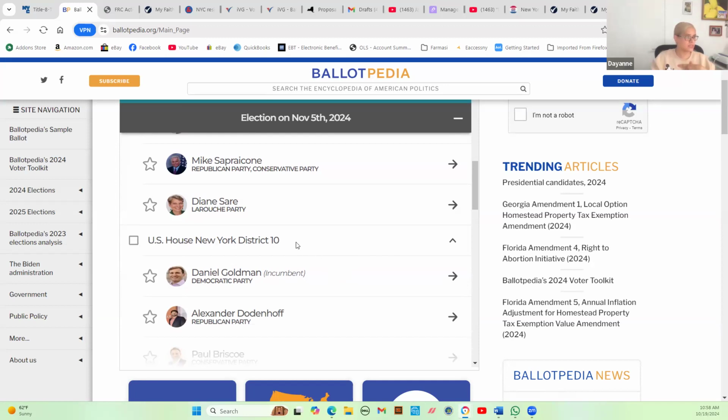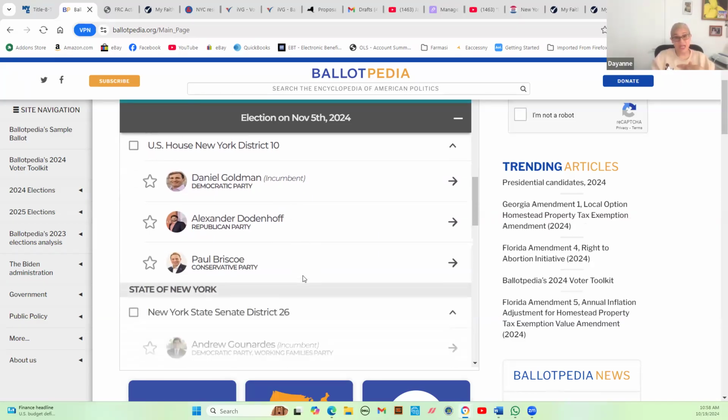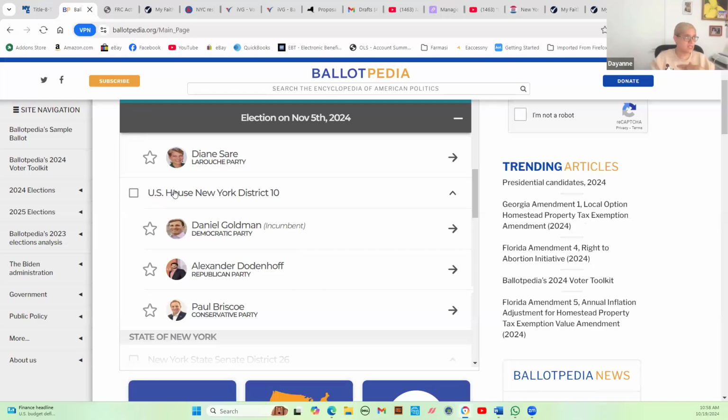Okay, now this is then divided by districts. So this district, District 10, is my district. This is who's on the ballot for the House in Congress. You may not have the same thing. Okay, you may be District 12, District 13, District 2. So you're going to have different people running in the US House district for your district, if that's the case, if they're running for the House district. Okay, you may not have anybody there. So if you don't see this, don't be alarmed. But if you do, this is for Congress.